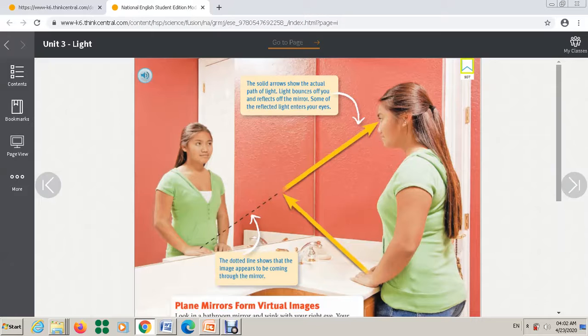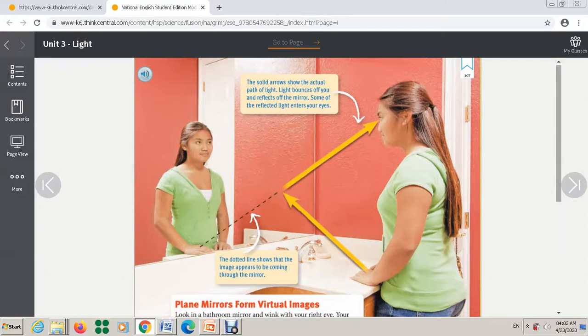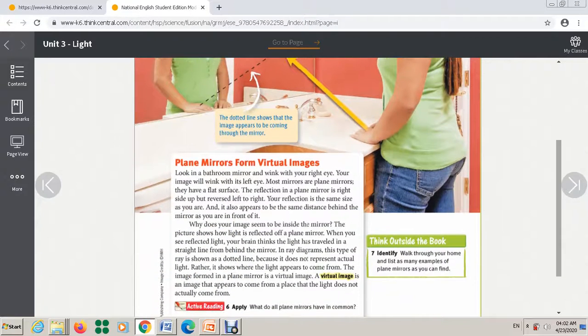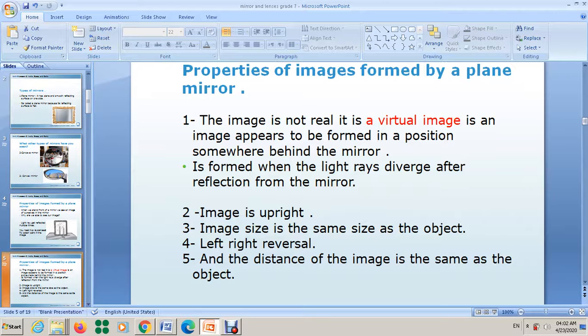And you know, for a plane mirror, we studied how to draw the image by using two light rays, and you have to apply the law of reflection. Okay, you have to go back to that video and study how to draw this image, and what are the properties of the image that is formed by a plane mirror?